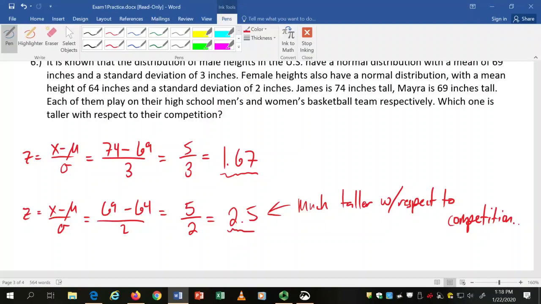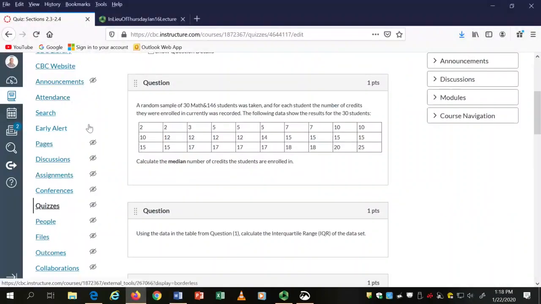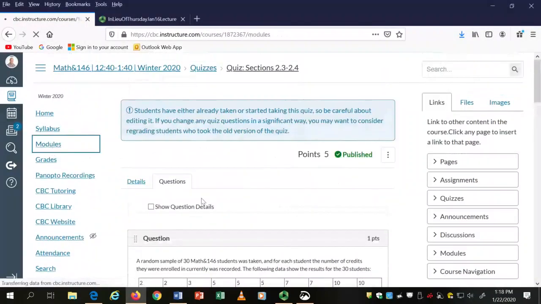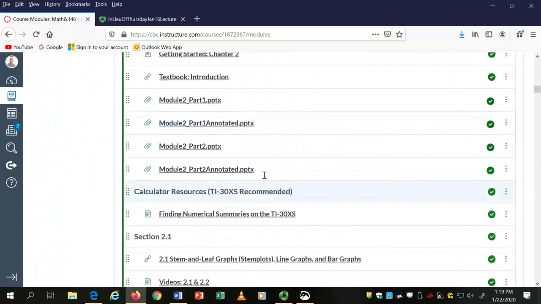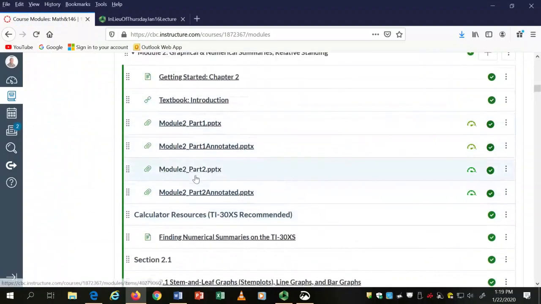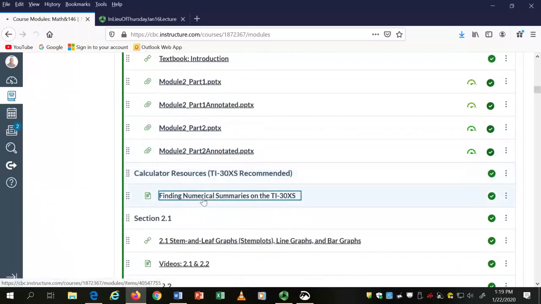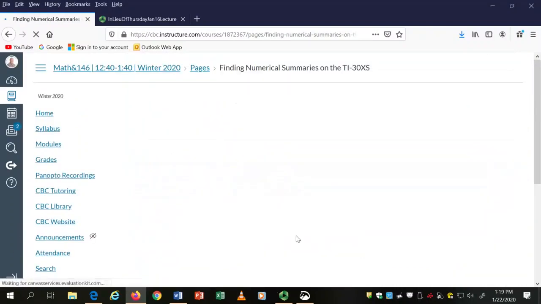Anything else particular you wanted to ask or look at? Make sure you know how to use your calculators. That's good. And again, if you haven't looked at it yet, in the modules, in module 2, I added it right under all of the slides and stuff. It's just calculator resources. So I gave it to you 2 ways. It just depends on which way you prefer.